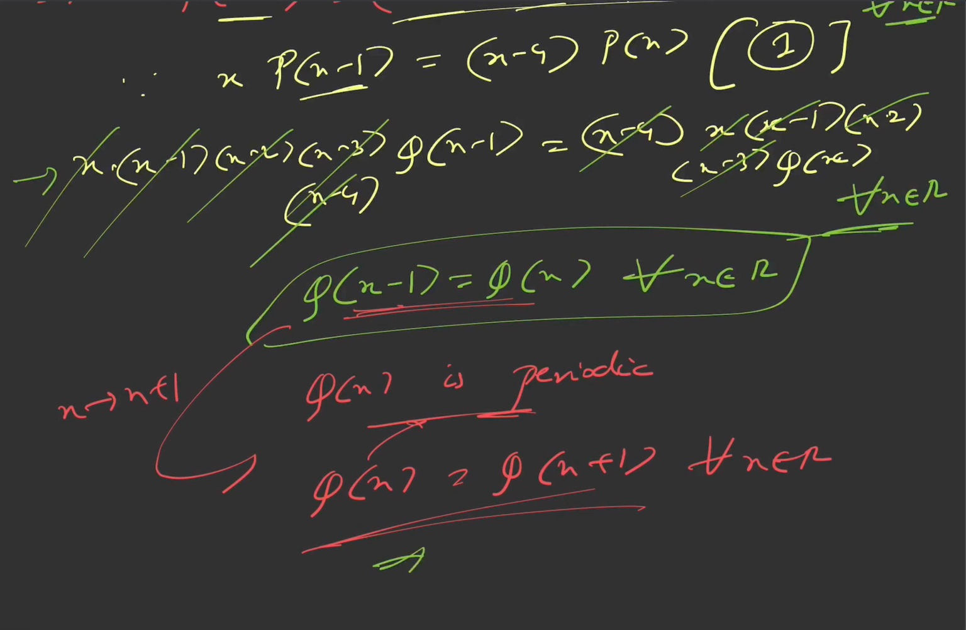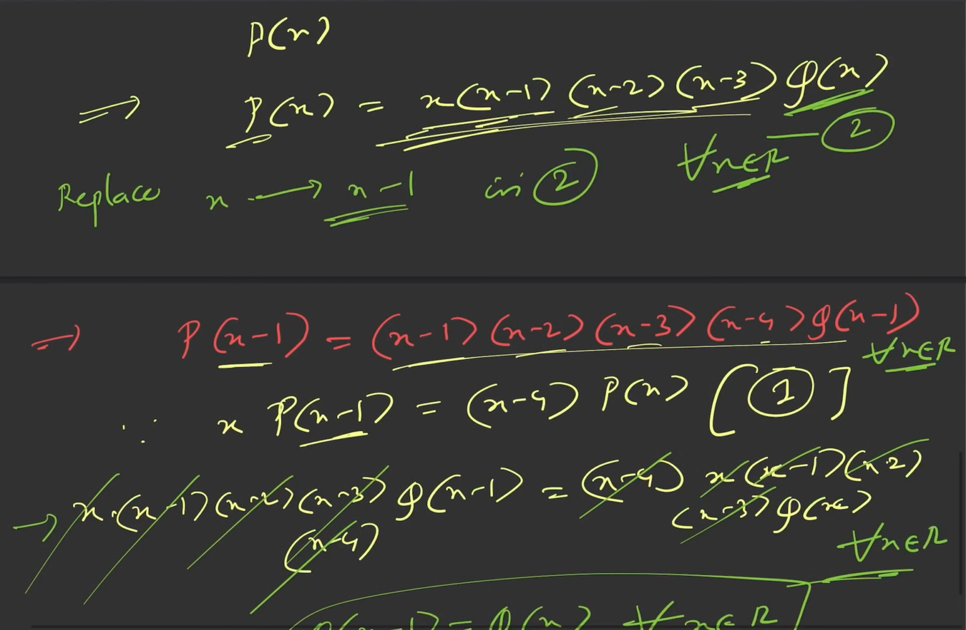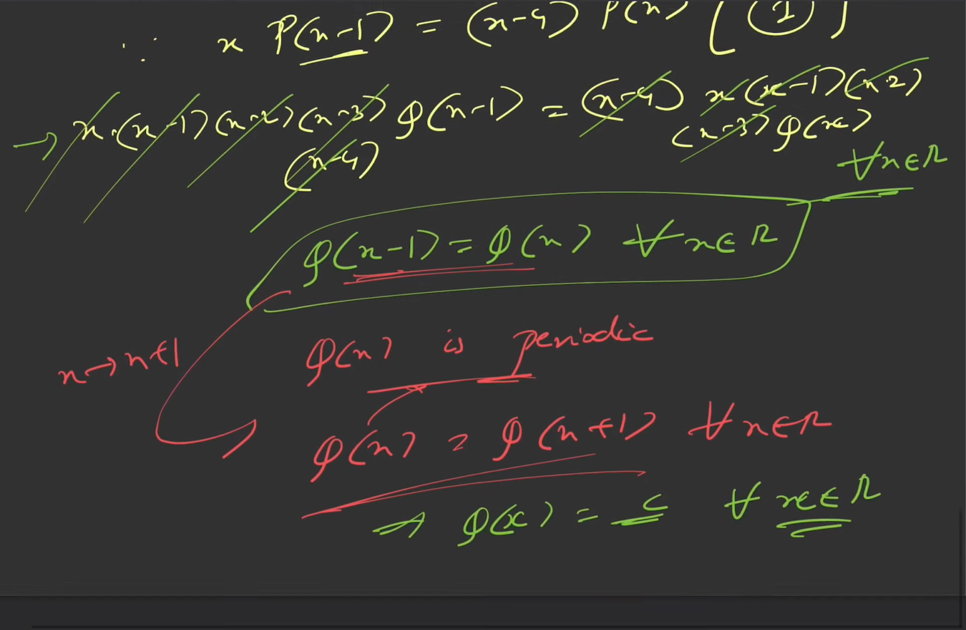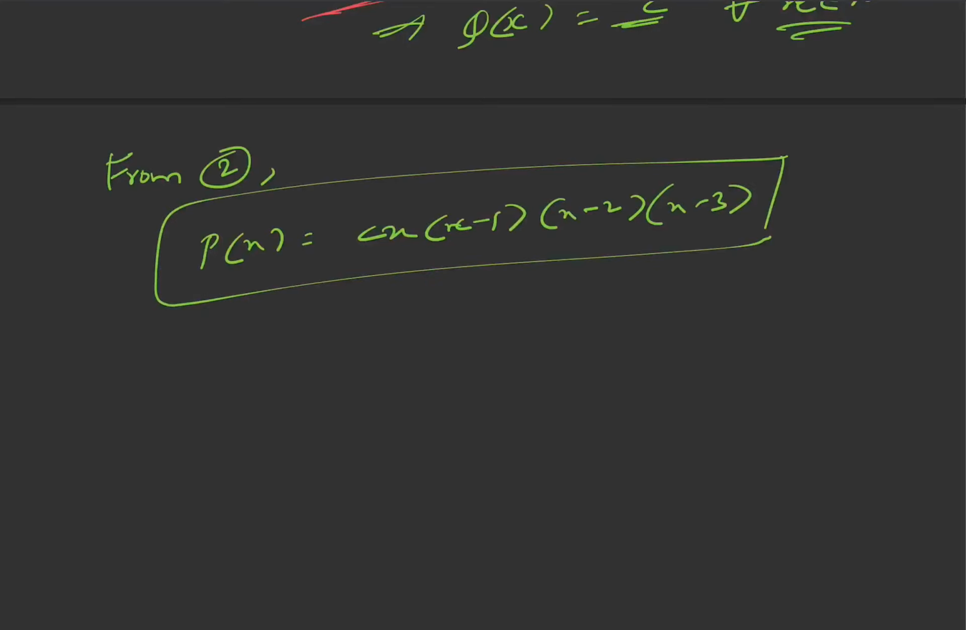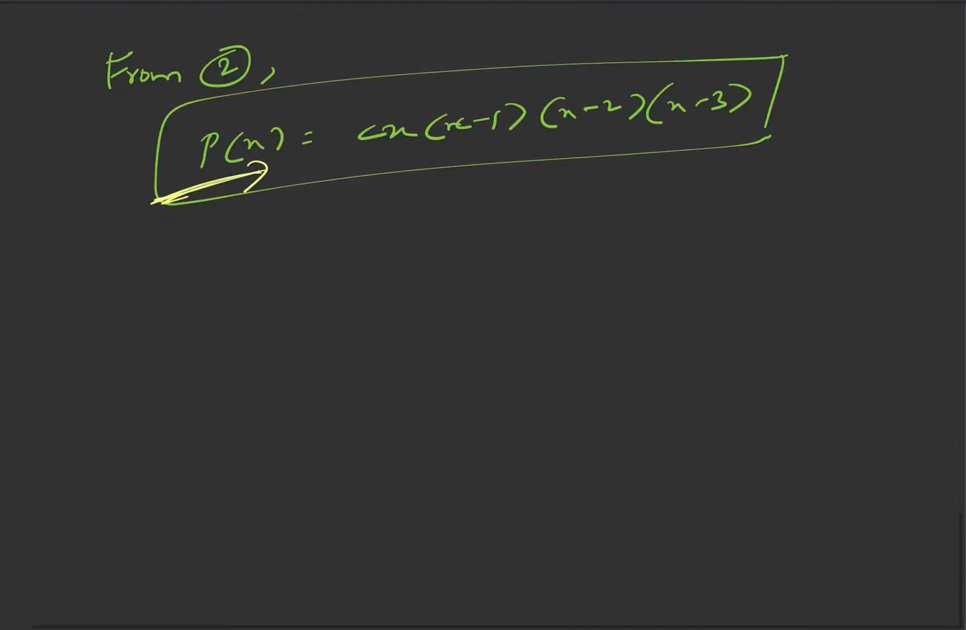So the only polynomial function which is periodic is a constant function. So q of x has to be a constant function for all x belongs to R. So finally let us put the value of q of x in this second equation. From equation 2 we will get p of x is c into x minus 1 into x minus 2 into x minus 3. So these are the polynomial functions which satisfy the given equation x into p of x minus 1 is x minus 4 into p of x for all x belongs to R. You can take any value of c here, c can be anything.